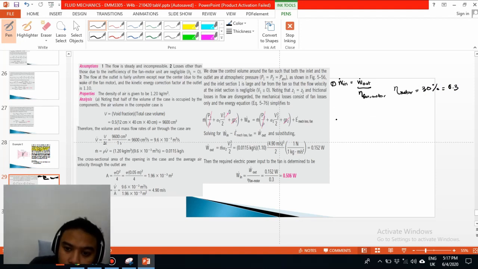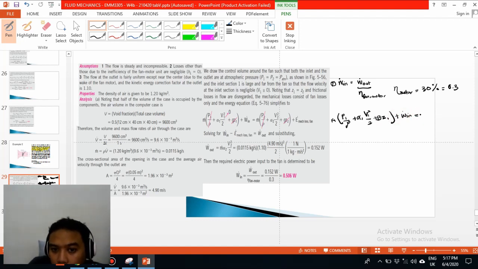In order to find W dot out, we need to use the energy equation, which is m dot times (P1 divided by rho plus alpha 1 V1 squared divided by 2 plus gz1) plus W dot in is equal to m dot times (P2 divided by rho plus alpha 2 V2 squared divided by 2 plus gz2) plus the mechanical energy loss. Right.